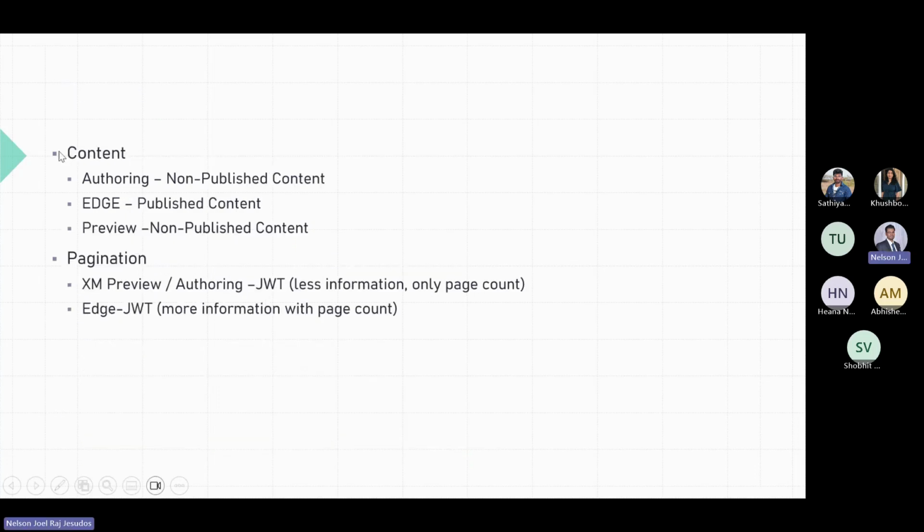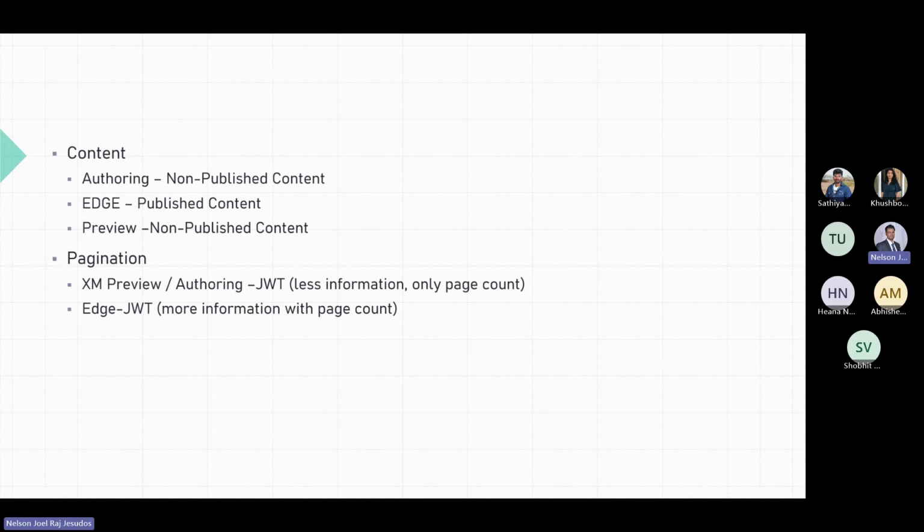Okay. This is exactly what I'm trying to say here. Pagination is one of the important keys in terms of fetching the GraphQL results. In terms of pagination, Edge is actually providing us a JWT token. With the help of the JWT token, we are able to do the pagination. We used to call it a cursor.